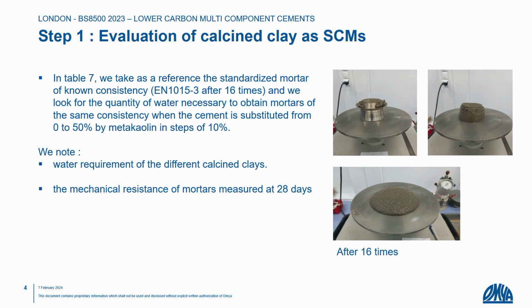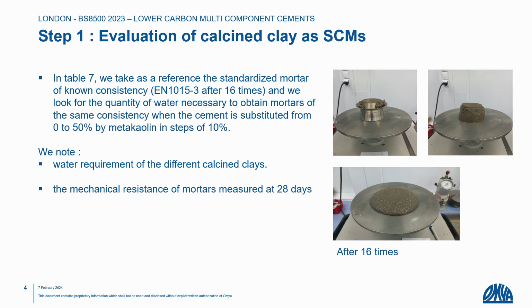Perfect. The first model formulation is a Pascal consistency mortar. You know this one, you use it for cement application. The strategy is really to use these calcined clays in substitution of the cement part from 10 to 50%, weight by weight. The solid content, cement plus calcined clay, is constant, and we keep the same flow behavior with the adjustment of water.